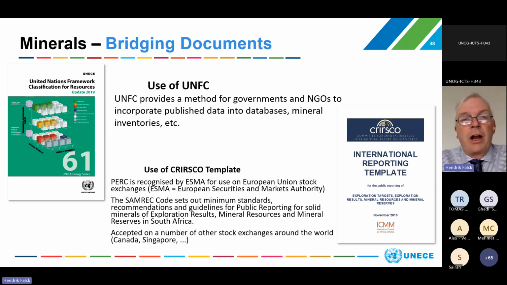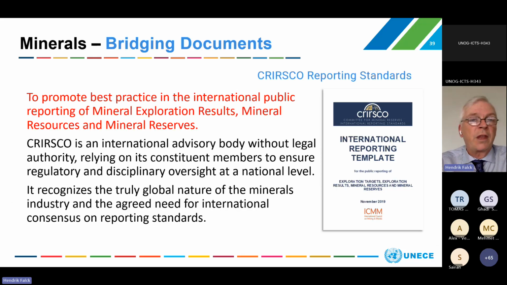But all of these are aligned through the CRIRSCO template, and there's a bridging towards the UNFC that's available for that. Now, the purpose of the CRIRSCO reporting standards is to provide a best practice set of guidelines for international reporting of mineral exploration results, mineral resources and mineral reserves.